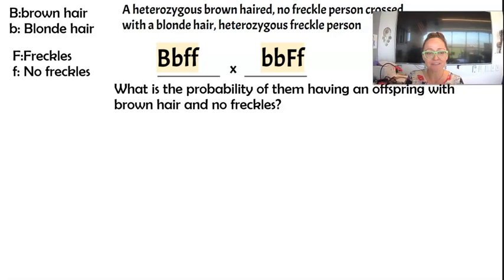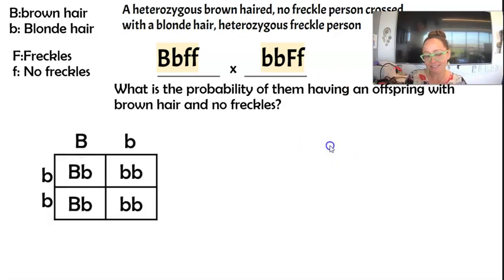So here we have a heterozygous brown-haired person crossed with a blonde-haired person. And again, the heterozygous brown-haired person has no freckles, but now the blonde-haired person is heterozygous. Sorry, I made that more complicated than it needed to be. Anyway, what's the probability of them having an offspring with brown hair and no freckles? Okay, so again, we're going to look at just hair color, and it's still the same, 1/2, a 50% chance. Now, though, the parents have different genotypes for freckles.